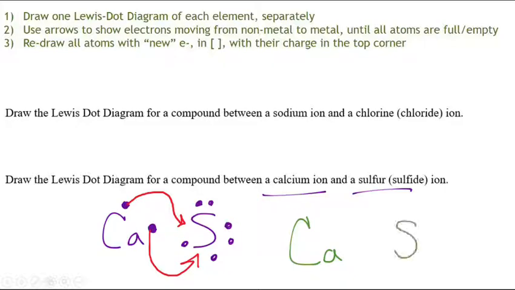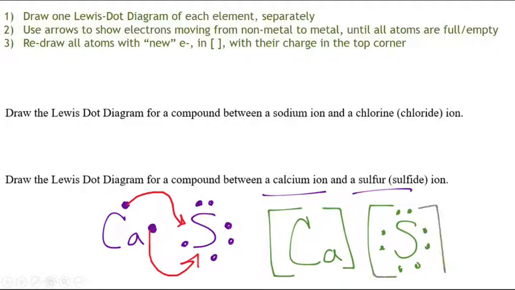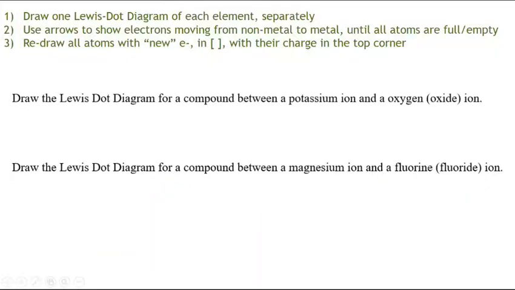Calcium is empty. Sulfur is going to be the one that's full since it got those 2 electrons. We add square brackets and their charges. Here, because calcium lost 2 electrons, it's a +2, and sulfur gained 2 electrons, so it's a -2 charge. Hopefully this isn't too bad. We're going to make it a little bit more complicated in some of these next problems, but not too much. It's the same basic process.